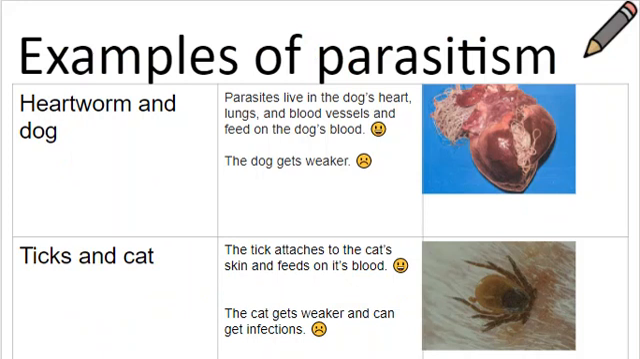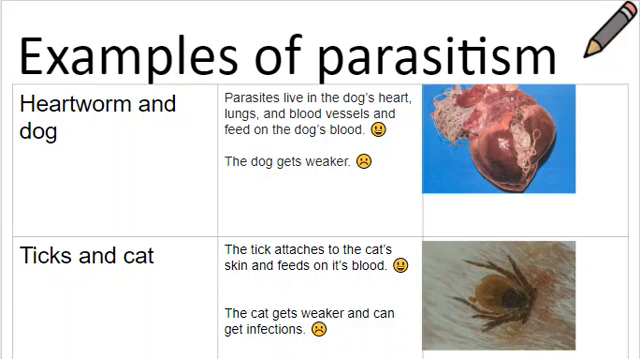So let's see some examples. Please write only one of them down. The heartworm and the dog. So the heartworm would be the parasite living in the dog's heart or lungs or blood vessels, and it feeds on the dog's blood. And the dog gets weaker. Usually the dog can actually survive over 5 years with the heartworm growing inside of it.